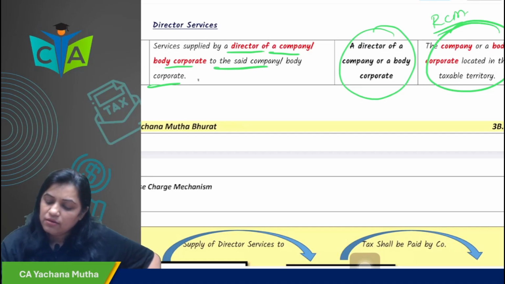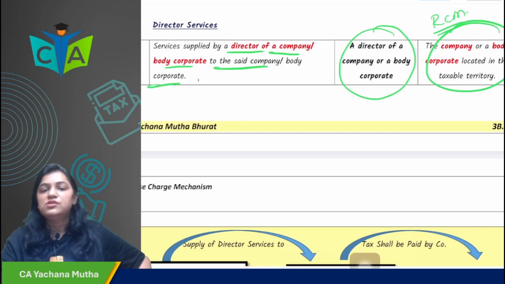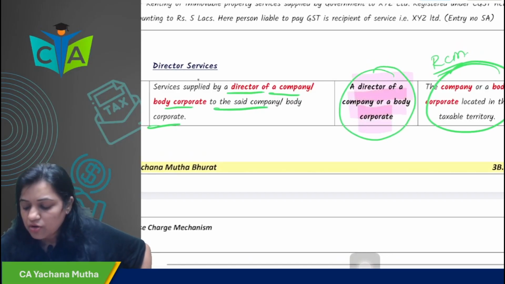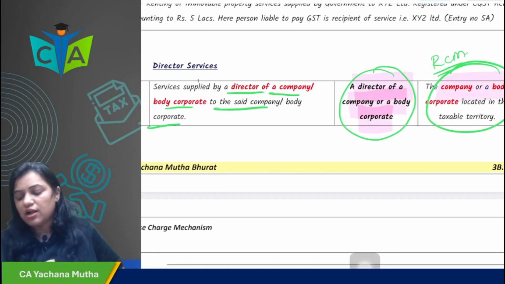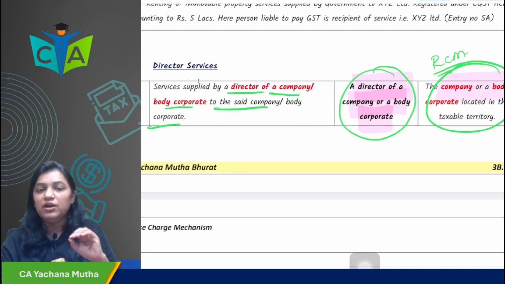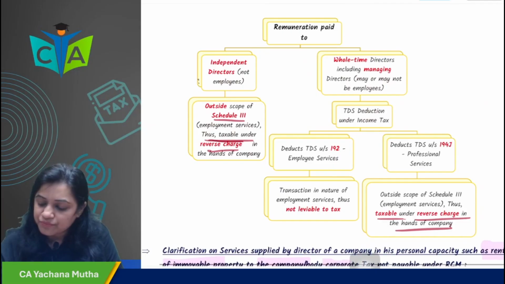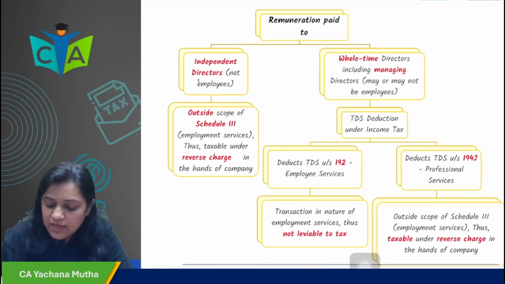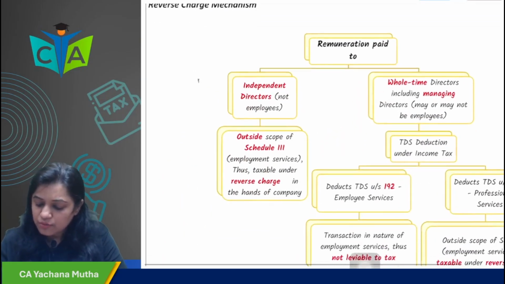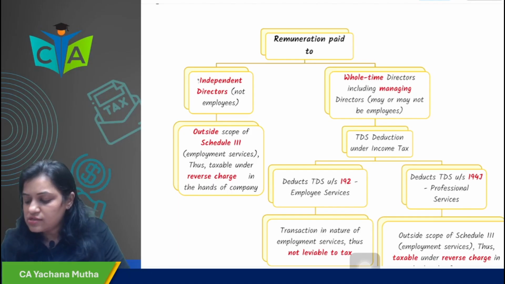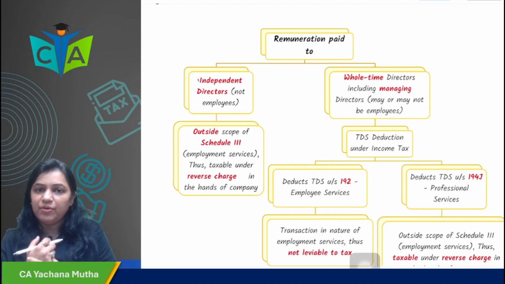In this case, who is the supplier of service? Here, the director of a company or a body corporate, to whom he is supplying the service, the company or the body corporate. The company or body corporate will be required to pay tax under RCM. Now we'll see in diagram. There are many kinds of directors like independent directors, whole-time directors and all those. So in all the cases, what will happen, we'll see.